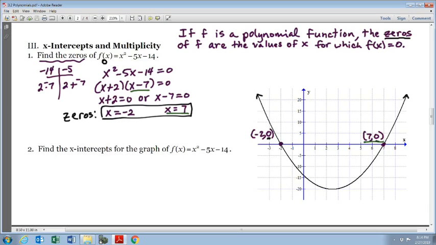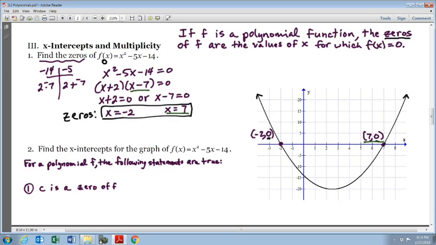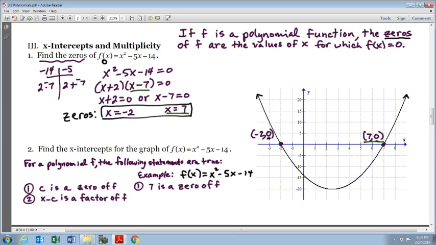Alright, so I'm going to go ahead and tie all this together down below here. For a polynomial function f, the following statements are true. c is a 0 of f. So we use c to stand for our 0 here. And let's look at our example to illustrate what we're doing here. So in this case, we could say 7 is a 0 of f. The second thing that I could say is x minus c is a factor of f. If c is a 0 of f, then x minus c is a factor of f. So in our example, x minus 7 is a factor of f.